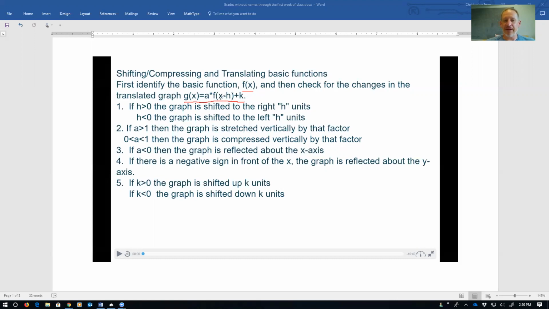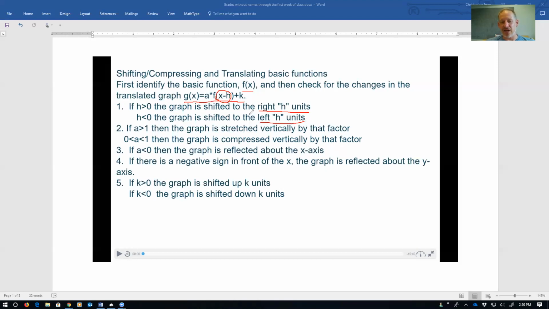So first of all is what we call an additive inside change. We will add or subtract something to this x value. We call that h. This is counterintuitive when we do things inside. So actually, if h is positive, if I subtract something positive, it will move something to the right h units. That might be counterintuitive because we might think if we subtract something, we move it to the left, but an inside change will move it to the right. If h is negative, the graph is shifted h units to the left.